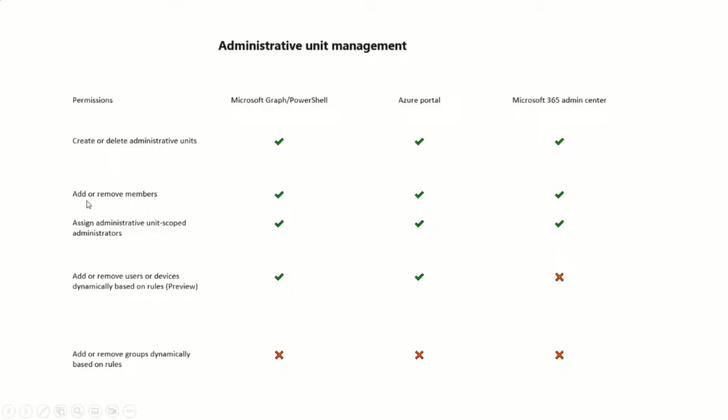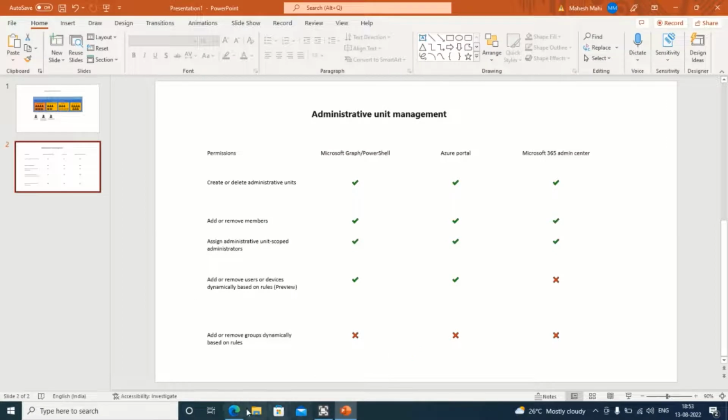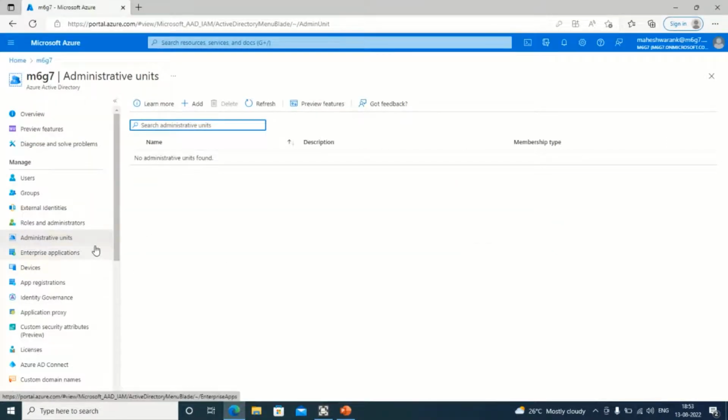So the rest of the things are very straightforward. So you can see and understand that as an administrative unit scope administrator, all of this can be done with these administration tools. Okay, so let's move on to the portal and we'll have the real-time scenario or demo on this. Okay, so now I don't have any administrative units, and one more thing, to create the administrative unit you should be a global administrator, right?